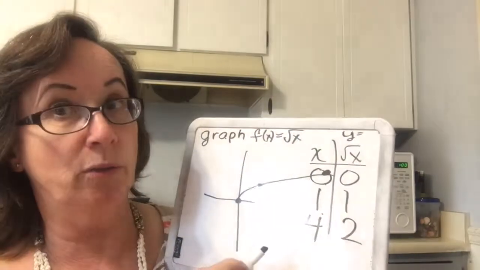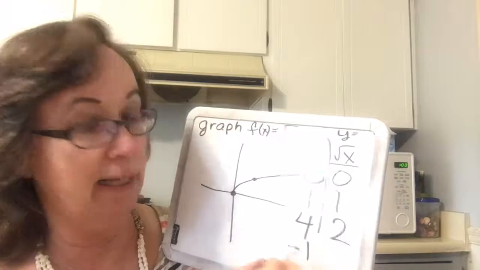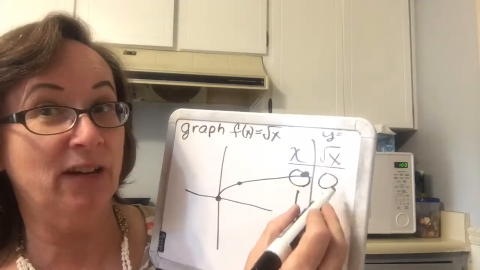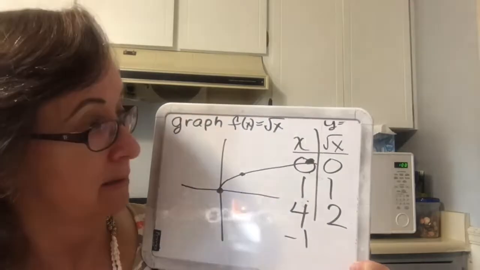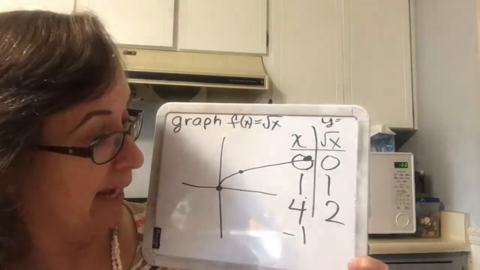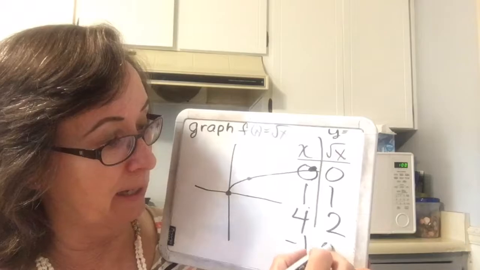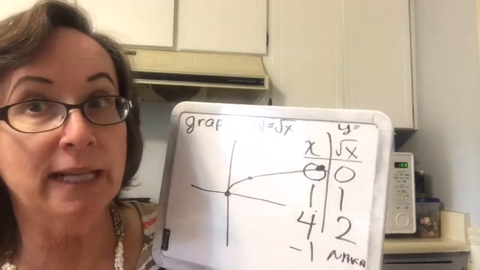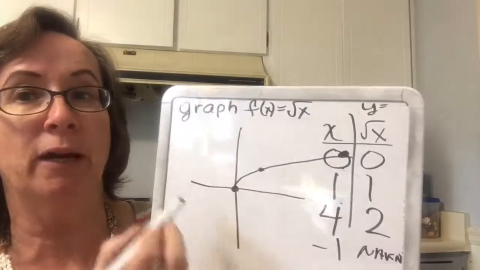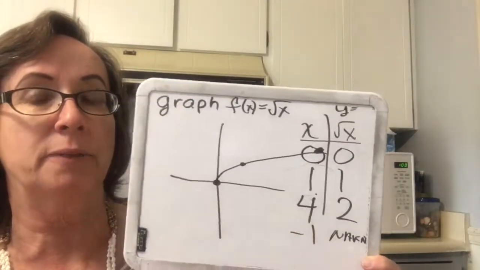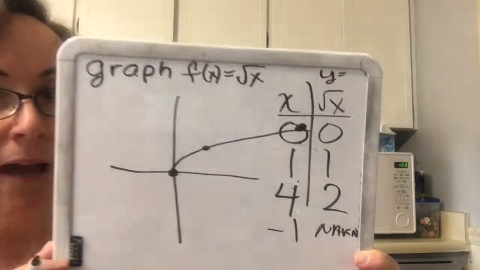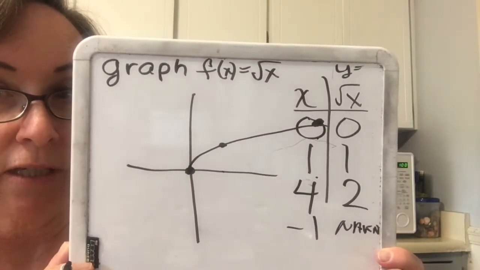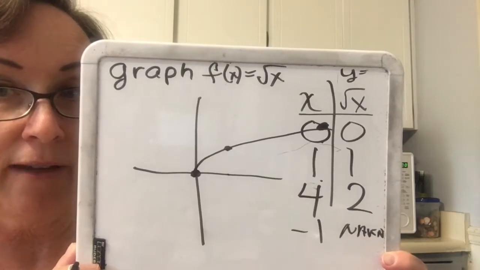If I want to continue, I would plug in a negative 1. And negative 1 is going to make a negative underneath the radicand, underneath the radical. And that's going to be not a real number. If I plug in a negative 2, it's not a real number. So all the way over here, it is not a real number. Therefore, my graph of my square root just goes off in one direction. And there is your graph.